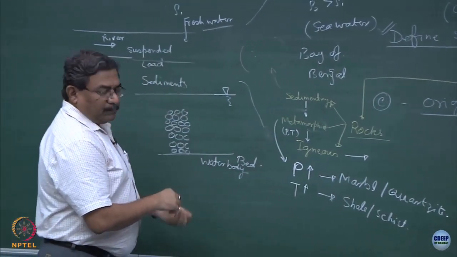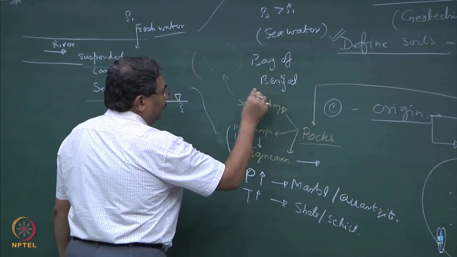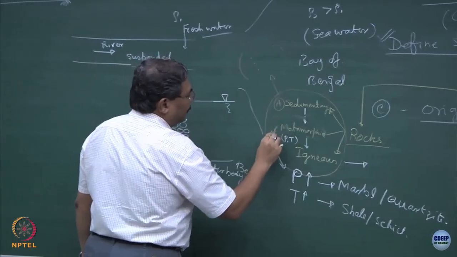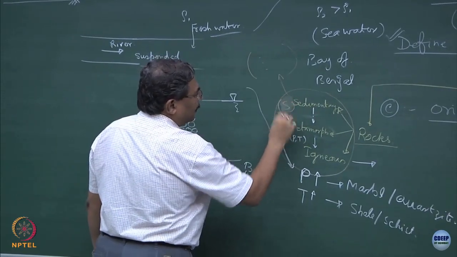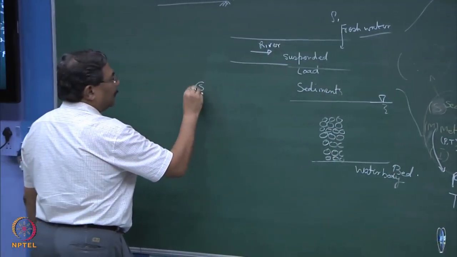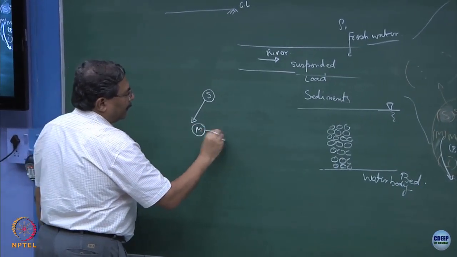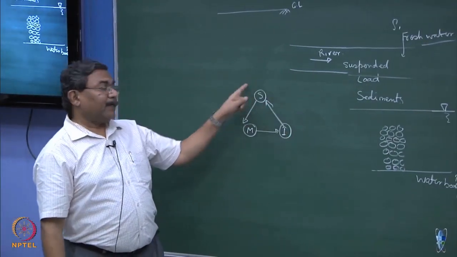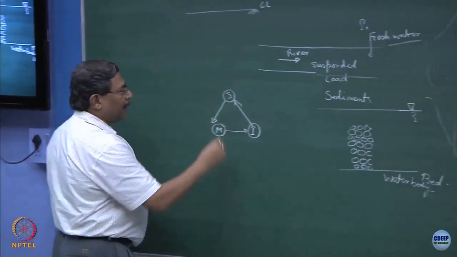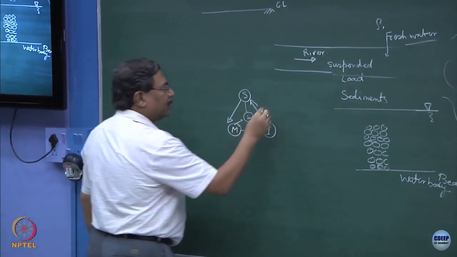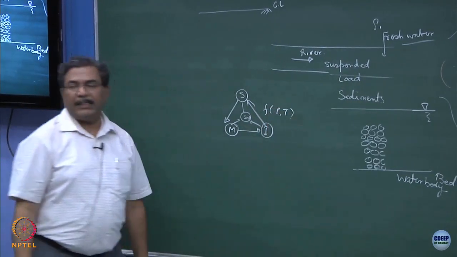Now, soil could be formed because of the processes which we have already discussed out of any of the three. So, let us use S, M, I. So, you have a triangle: sedimentary to metamorphic to igneous, and further disintegration of igneous might get resulted into the sedimentary also. Clear? And at any stage of this, you might find soil getting generated. Only thing is that this is the function of pressure and temperature, the conditions. Is this okay?